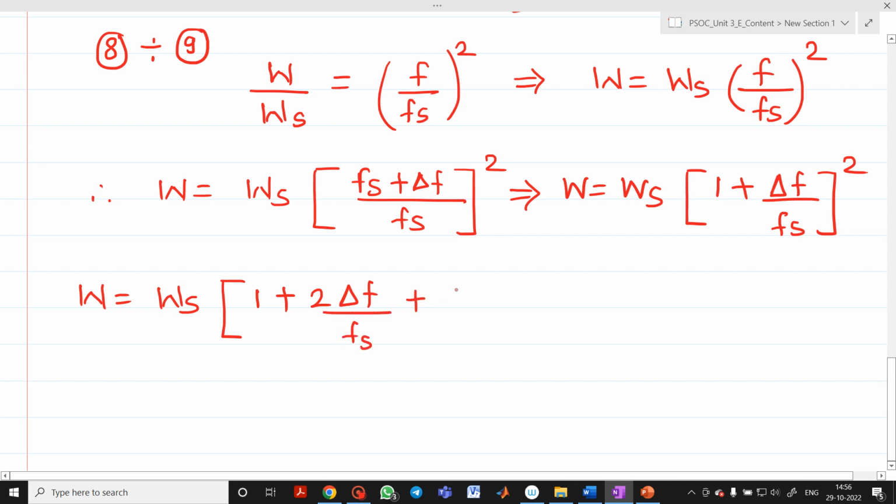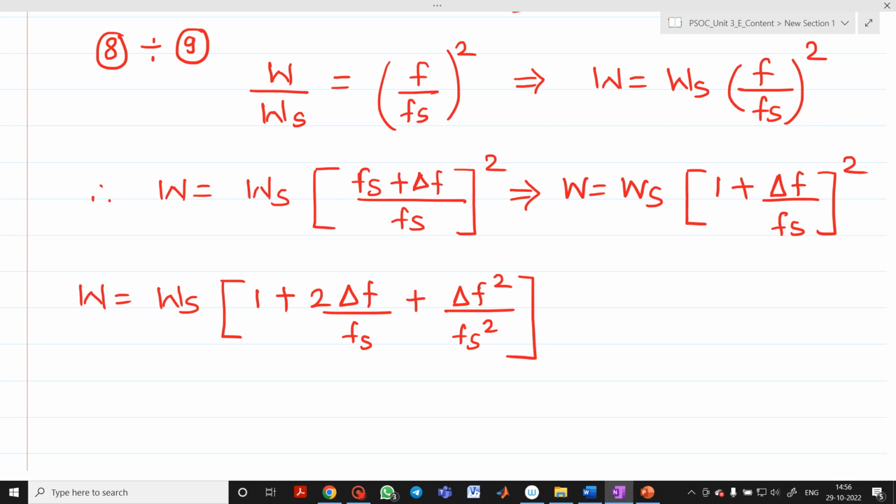2ab plus b square, that is delta F square upon Fs square. Now we know that this delta F is very small. Let's say if we have a frequency of 50 Hertz, then the change in the frequency might be 49.8 or, let's say, 50.2. So it is very small, and this Fs is the standard frequency of 50.